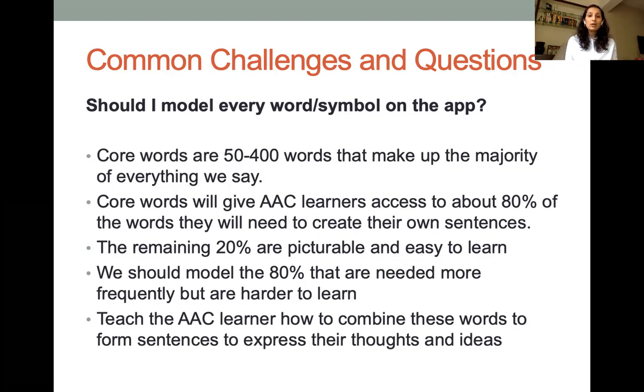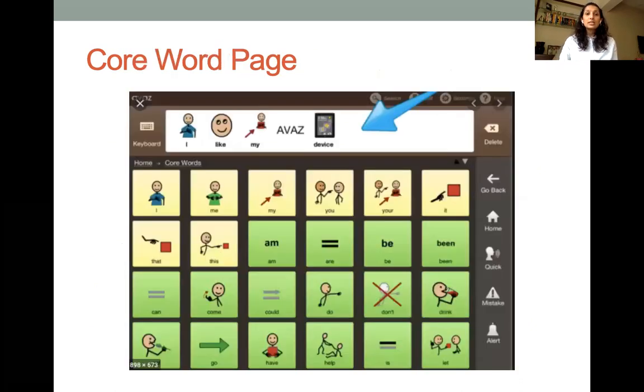Okay, and you teach the learner how to combine those words to form sentences and express their thoughts and their ideas. So this is an example of a core word page. Okay, so these are the words you teach, you actually model.